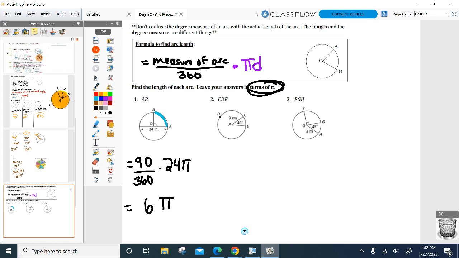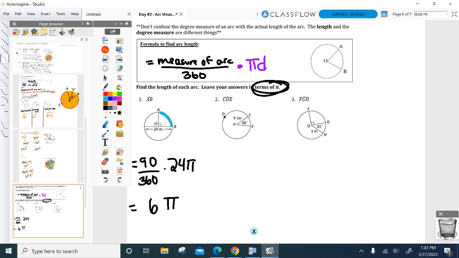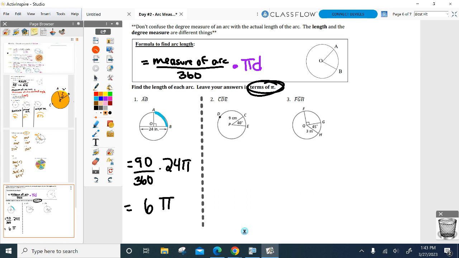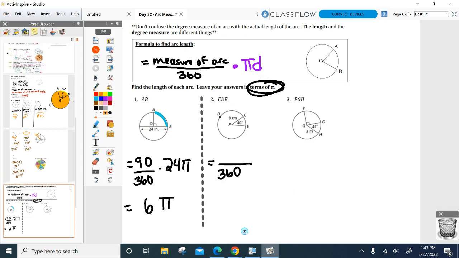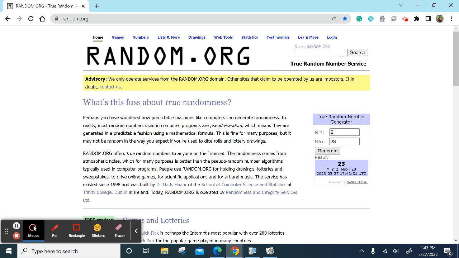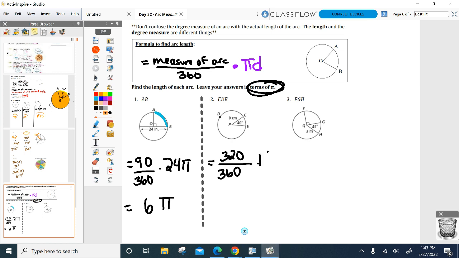All right, next up, read the problem, please. I'm looking for the length of arc CDE. Follow the letters to identify the arc: C to D to E. I put 40 up there, but not to use it in the formula. You won't see a 40 pop up in my formula. You will use it, though, to find the arc measure of CDE. 320. 360 minus 40, good. And how about my diameter here to plug into pi d? 18. Pi. Leave the pi in your answer.